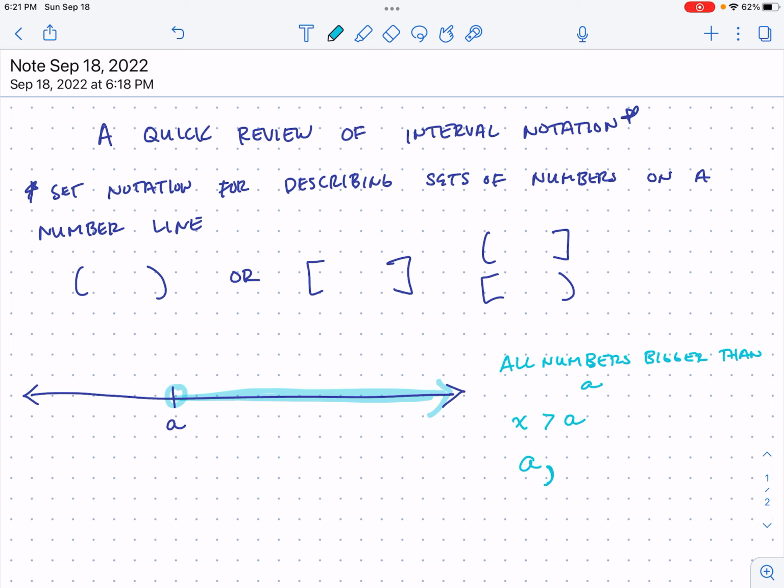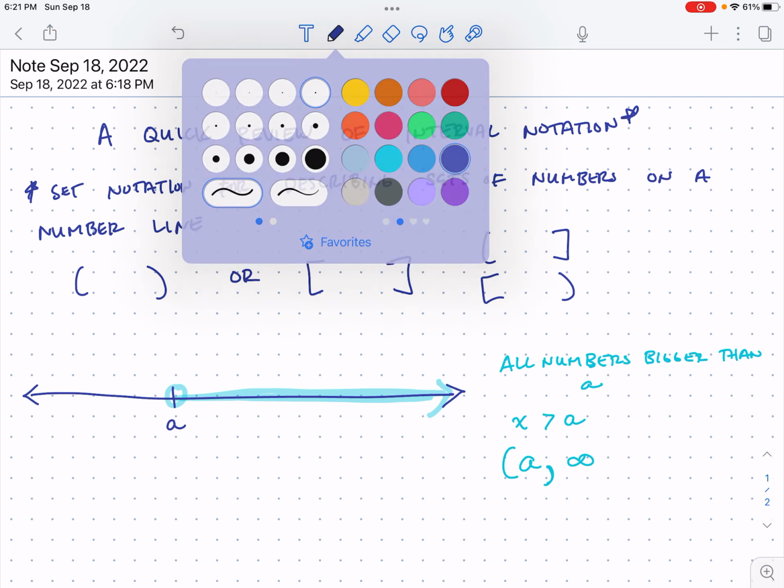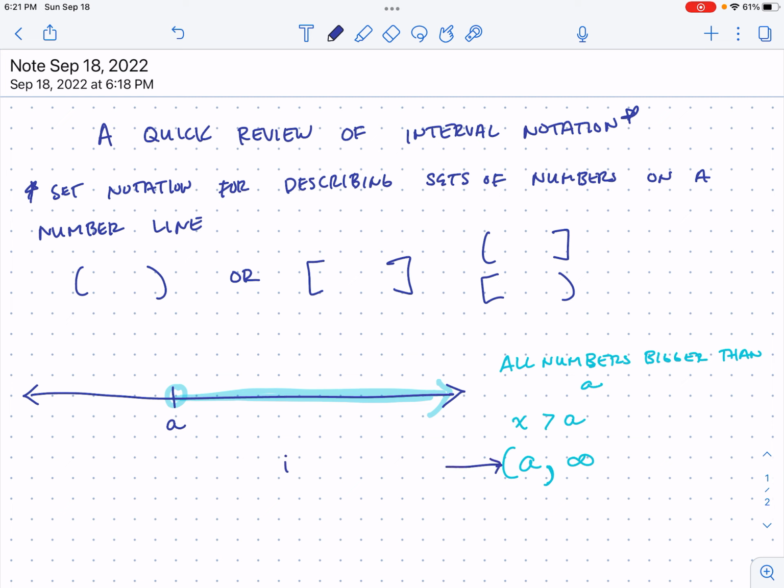So we write A, comma, infinity, and then we're going to choose from the kinds of brackets or set markers. I don't know how else to refer to them. The brackets or parentheses that we used earlier. And here we're going to use a parentheses. The reason why is a parentheses, this here, indicates that A is not included.